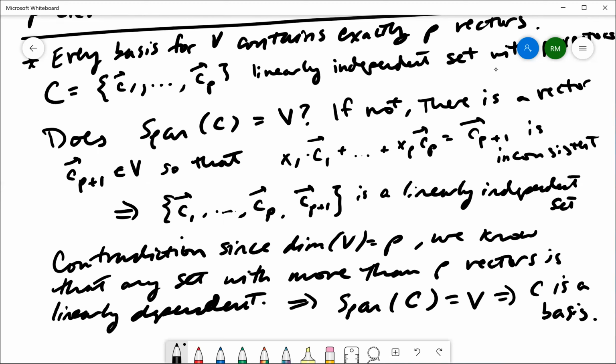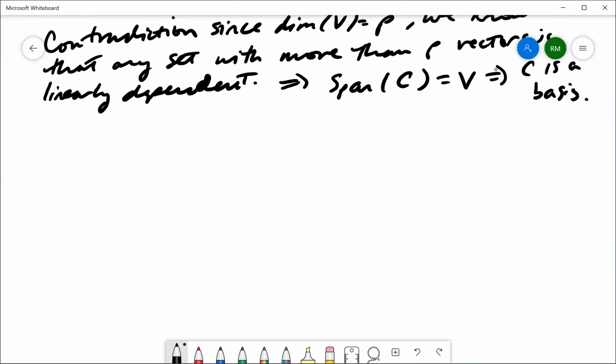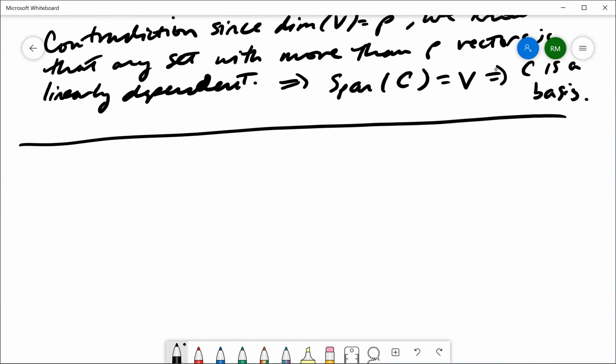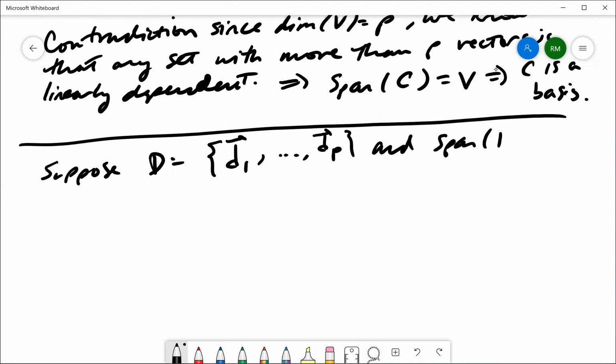So that was what we proved here, the first statement that said that any set of P linearly independent vectors in a p-dimensional vector space must be a basis. So now let's prove the other statement, that if I have P vectors that span it, it must be a basis. So suppose that I have the set D and the span of D equals V. Is D linearly independent?